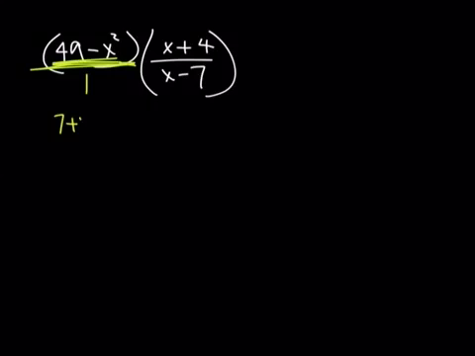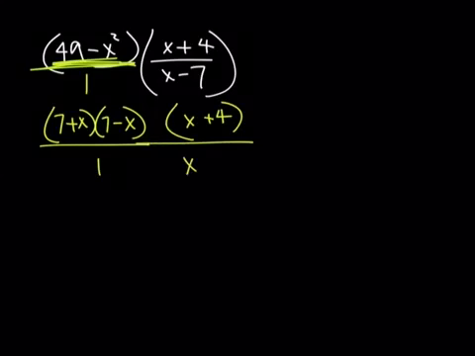So 7 plus x and 7 minus x over 1 times, well, I guess I don't need that parenthesis like that, x plus 4 over x minus 7. Okay, so at this point it doesn't look like I can cancel anything, because this is an x minus 7 and this is a 7 minus x. Now if we were to flip this around, it would be negative x plus 7. Now notice, x and 7, but this x is negative and here it's not. This 7 is positive, here it's not.